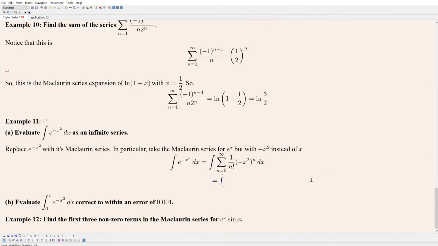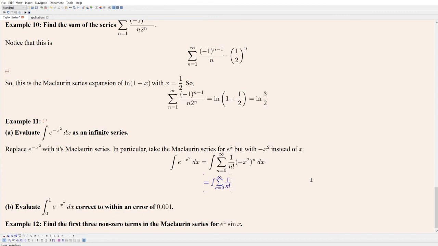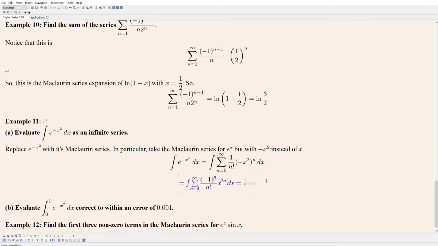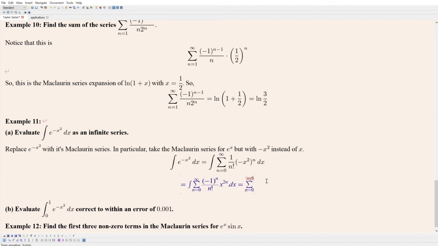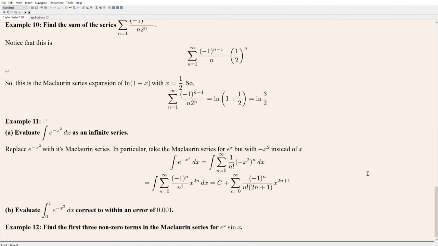So let's clean this up a little bit, because this negative to the power n ends up being an alternator. And then we are left with x to the 2n. So now we just take the power rule. Right, so add 1 to the exponent and then divide by that. So there you have it. And don't forget the constant of integration. So, pretty easy.